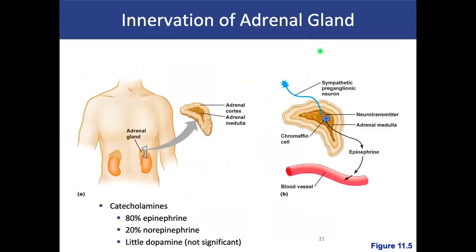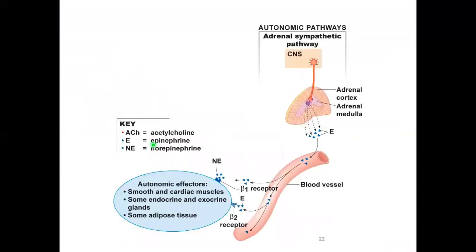We can skip this. This is the adrenal gland. So a sympathetic nerve synapses with a chromaffin cell in your adrenal medulla, and that's going to release epinephrine, or release catecholamines. Catecholamines are chemicals, about 80% epinephrine, 20% norepinephrine, and a little bit of dopamine. And so that adrenal gland is going to release epi into the blood. And so that's going to have an effect on your whole body.